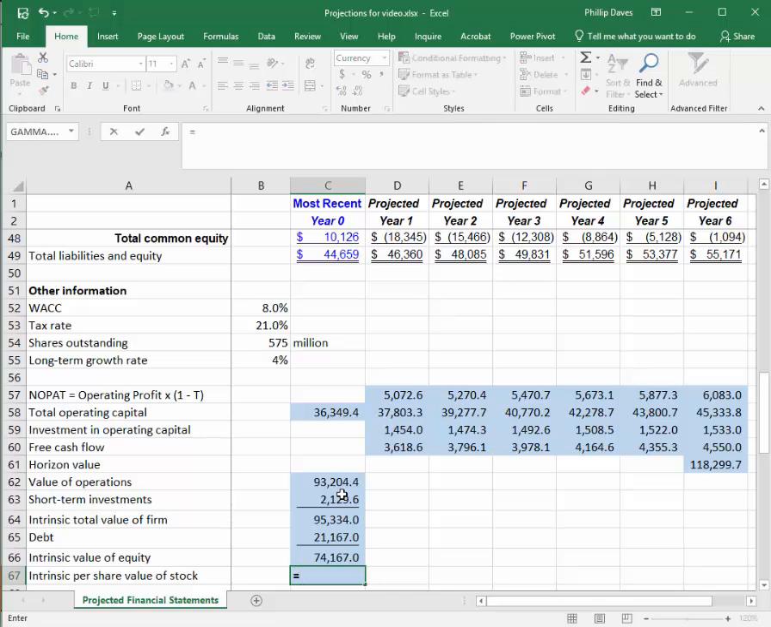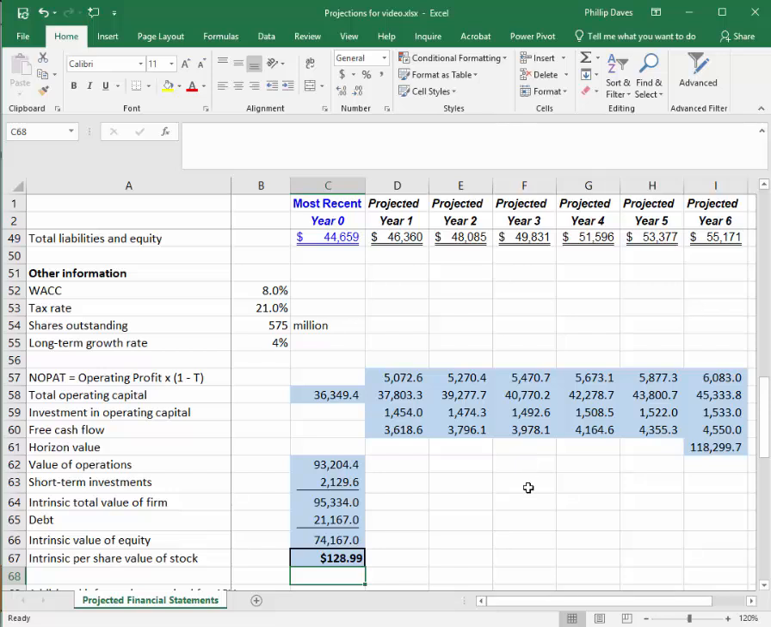If we want to know how much that is on a per share basis, we have $74 billion divided by the 575 million shares. Make sure everything's in the same units. So 74 billion is 74,167 million, and this is in millions right here. You can actually do the division, and that gives us $128.99 as the intrinsic value per share for the stock using the corporate valuation model.